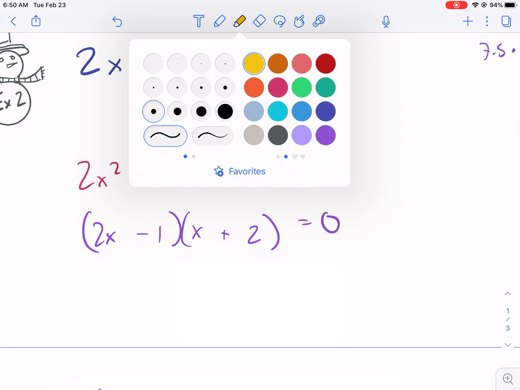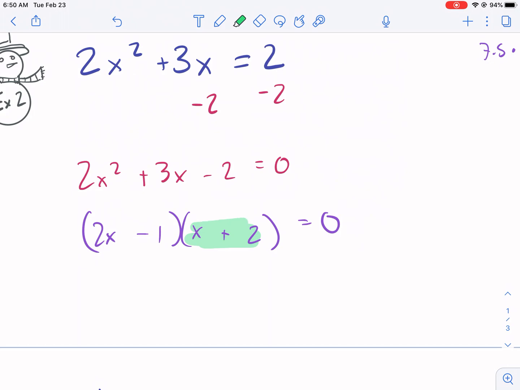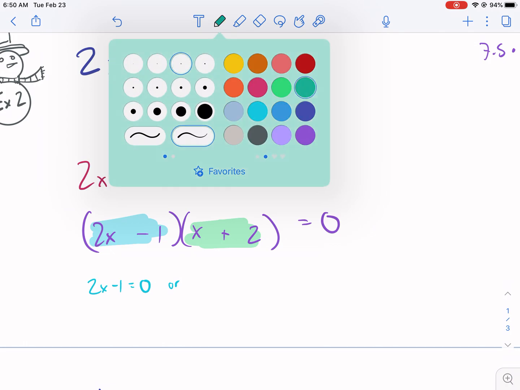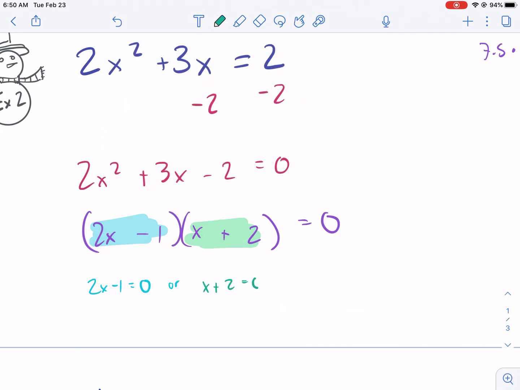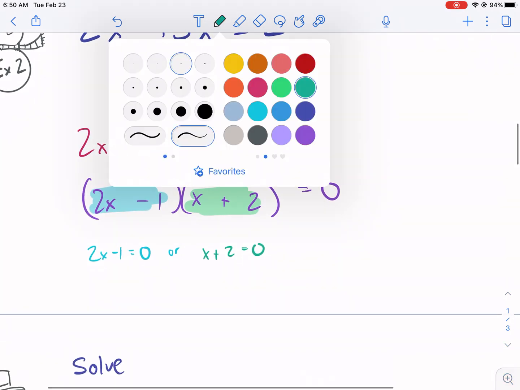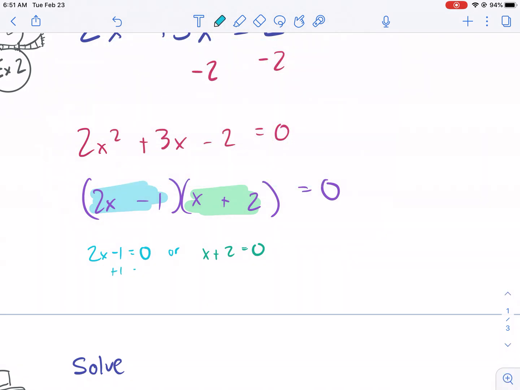Well, I want to make sure both of these parentheses are equal to 0. I want to solve for x and set both of these equal to 0. So I say 2x minus 1 could be equal to 0, or x plus 2 is equal to 0. The first one, we're going to add 1 to both sides. Oops, plus 1. Sorry about the equal sign.